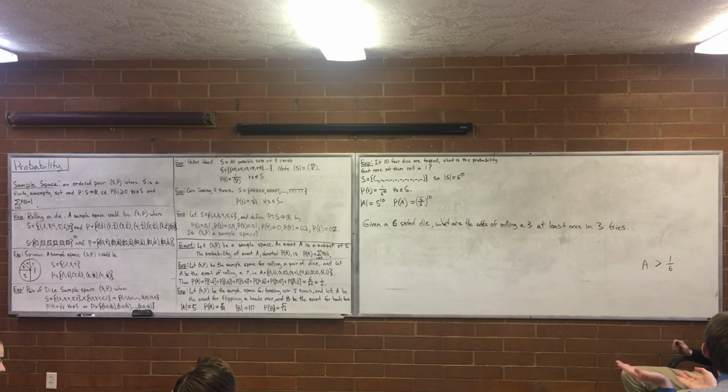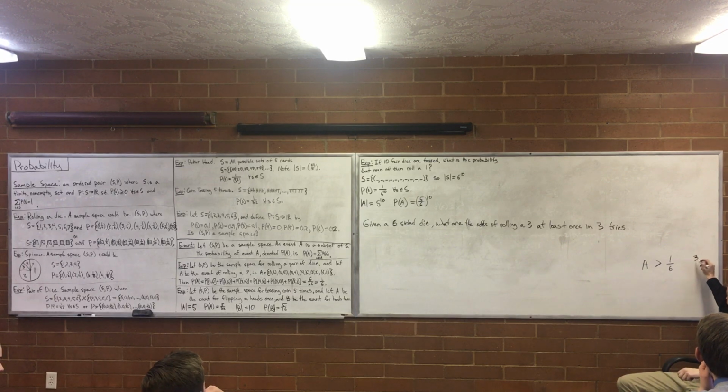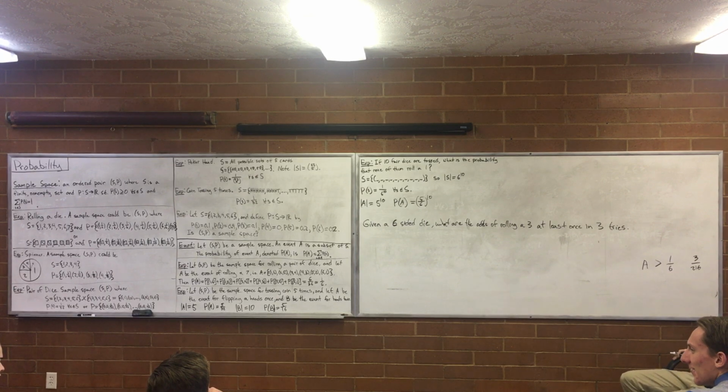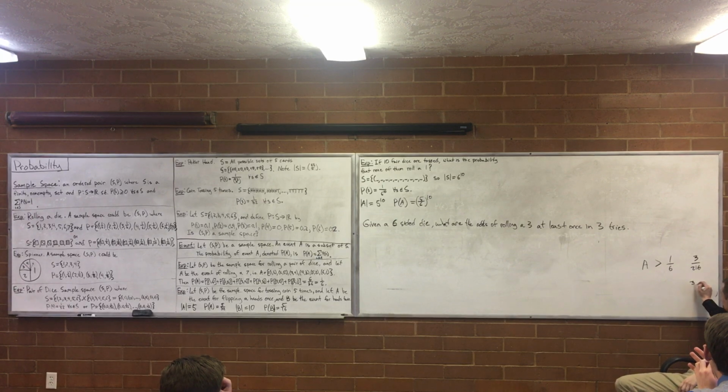If it's 6, it seems like it should be a half, because if you have 3 tries with 6. You're saying it's 3 over 216? Is that 6 to the 3, 216? 6 to the 3 is a big number, right? Hang on. 36 times 6. What is that? Okay, hang on. Oh, so it's 3. Okay, so you have 3 chances to get a 3. 216, yeah, I got that right.